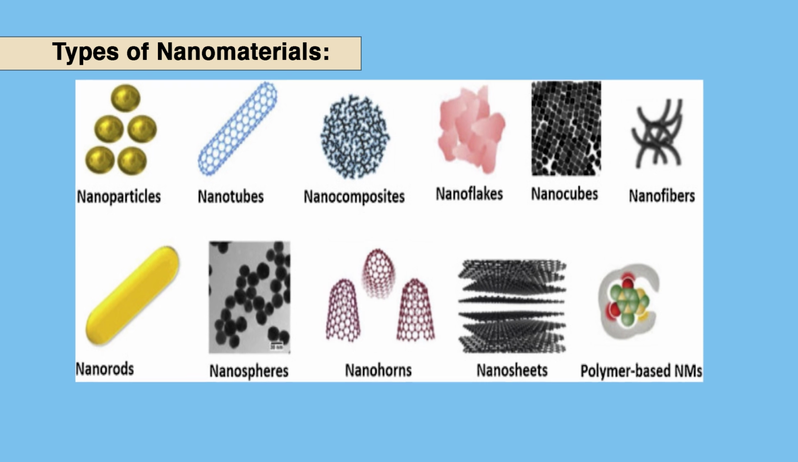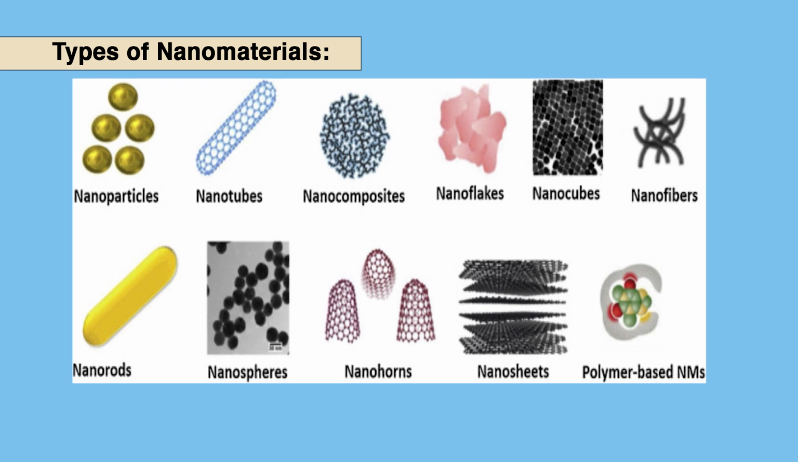What are the types of nanomaterials? First is nanoparticles. These are solid particles with all three dimensions in the nanoscale. Common examples include gold nanoparticles, silver nanoparticles and quantum dots. Nanoparticles can be spherical, rod shaped or irregular in shape. Nanotubes are cylindrical structures with a dimension in the nanometer range and a length that can be much larger. Carbon nanotubes are the most well known example, characterized by their remarkable mechanical strength and electrical conductivity.